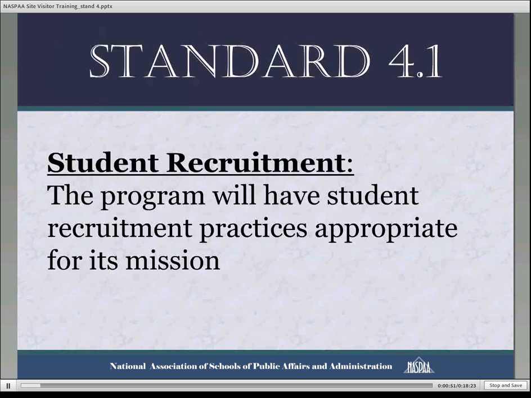So first, starting with student recruitment, the language of the standards is that the program will have student recruitment practices appropriate for its mission. This means that as they have defined in their mission in Standard 1 what student population they are trying to serve, they set up recruitment practices that match with that. In terms of the balance of in-service and pre-service students, full-time and part-time students, if there's a particular geographic area that they are trying to serve, or students with particular interests, their student recruitment practices should match that mission.